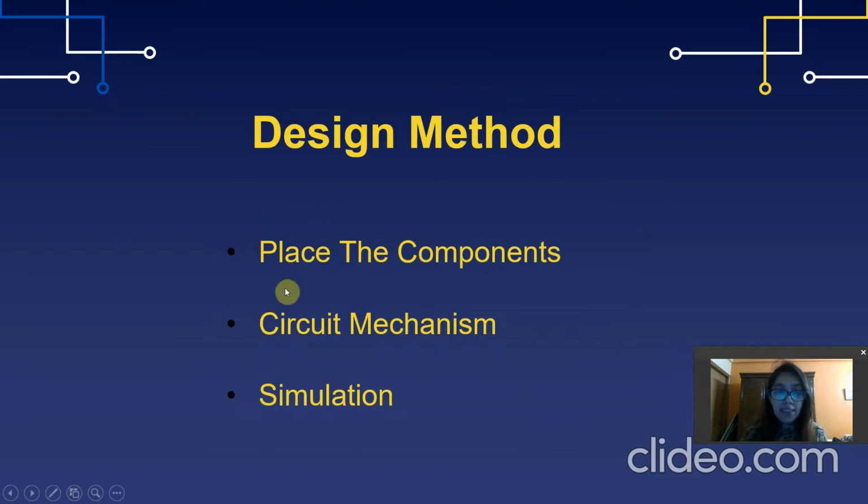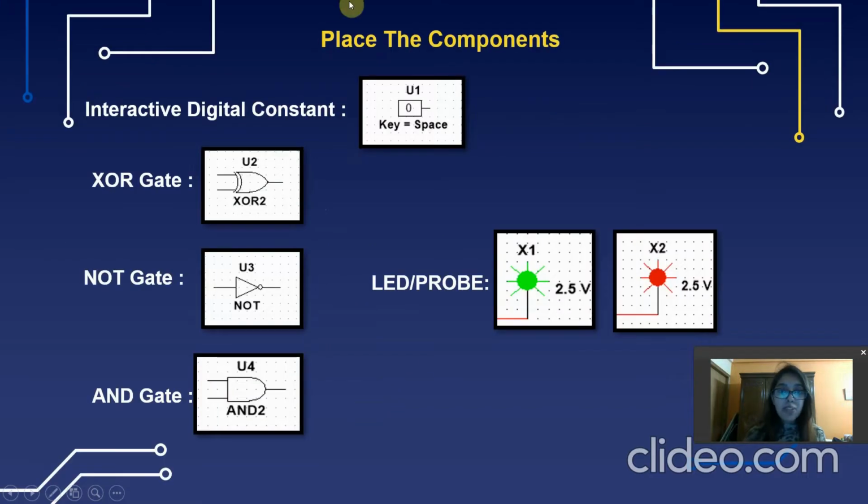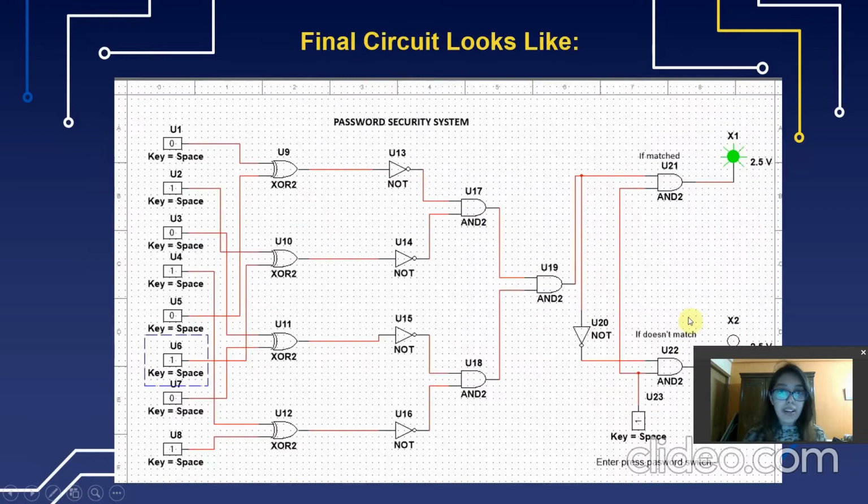We have three parts of design method. 1. Place the components. 2. Circuit mechanism. 3. Simulation. First, we are going to see how to place the components. Here the components are interactive digital constant, XOR gate, NOT gate, AND gate, and LED or probe. One is the green LED and another one is the red LED. Now here is how our final circuit looks.